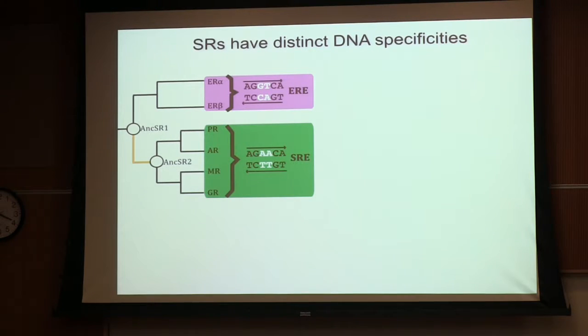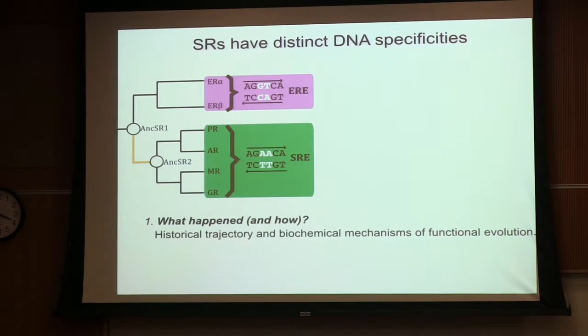So instead of making you look palindromically and invertedly from now on, we're just going to talk about the diversification of this core half site from GT to AA, from ERE to SRE. And we're interested in knowing two things in this talk. What happened during history? How did this functional diversity evolve? What was the ancestral state? What were the genetic and structural mechanisms?